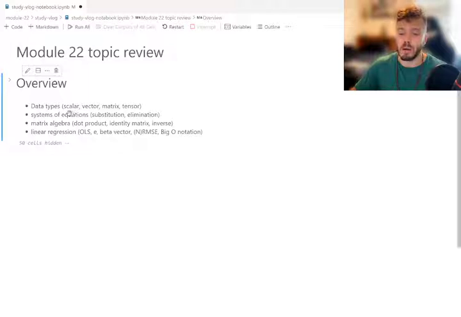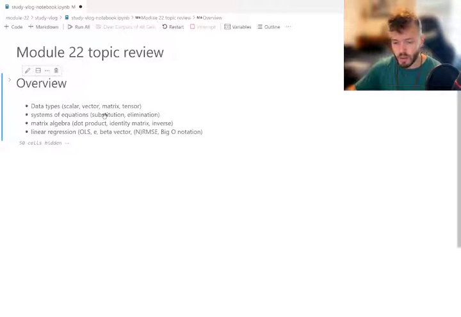But a scalar is a single number, a vector is a list of numbers, to put it in Python terms. A matrix is a grid, a 2-dimensional array in terms of NumPy. And a tensor is a 3 or more dimensional array.